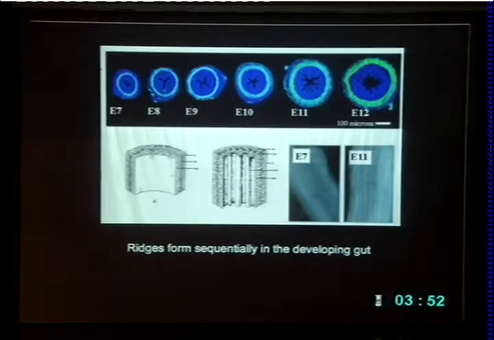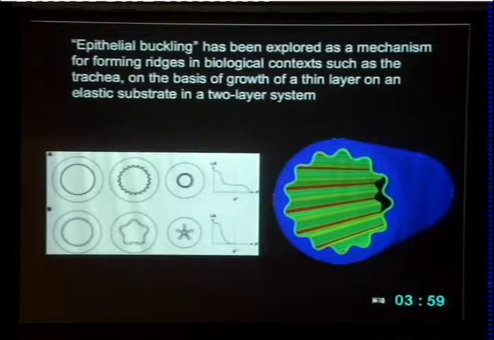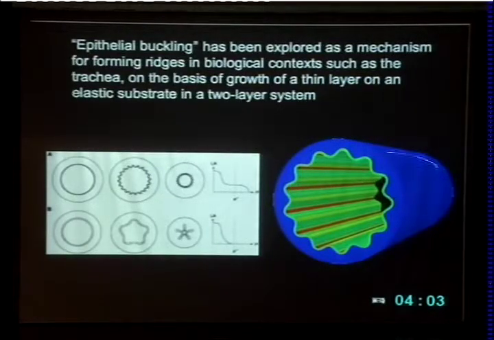Now, the formation of ridges in a luminal tube is something that's actually been very well studied, largely in the context of the trachea. And that's because in the trachea, the process of forming ridges is very important for having an open airway.